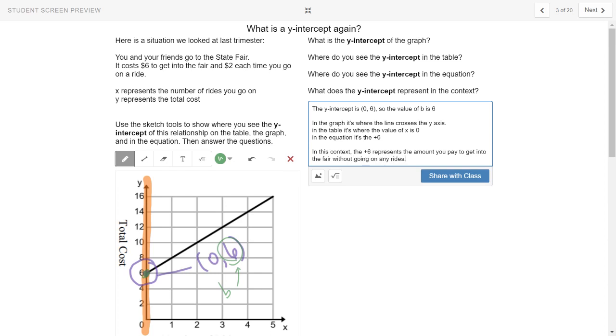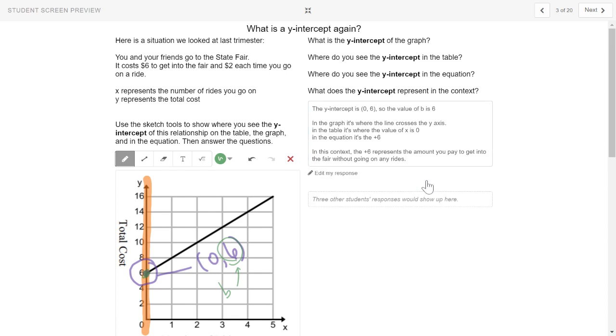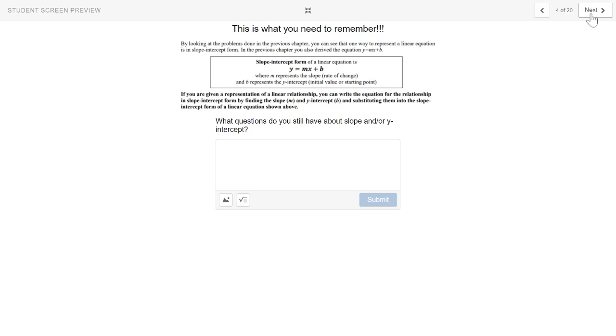I hope you find that helpful. So then what you need to remember, by looking at the problems that we did last trimester, is that one way to represent a linear equation is in slope-intercept form. This form is called slope-intercept form because the slope is m and it's right in the equation, and the b is the intercept and it's right in the equation.